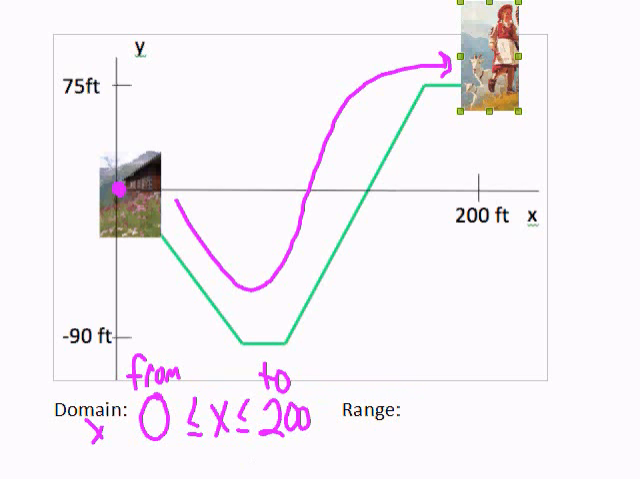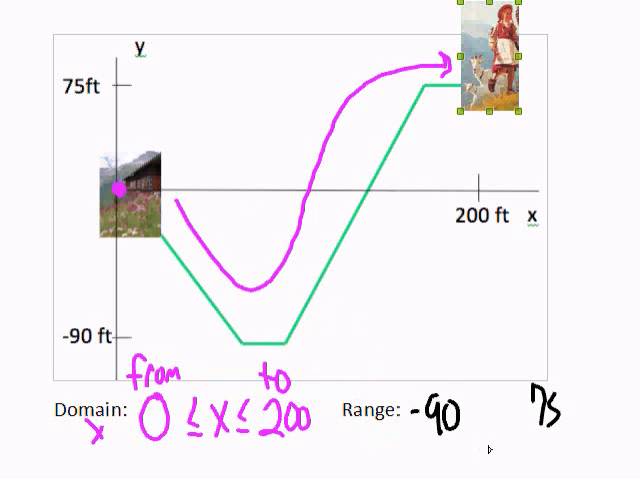Now let's talk about the range. Her range tells you how far down and how far up she went for the hike. So how far down? What was the lowest she went on her hike? Well, she went negative 90 feet on her hike. And how far up above her house did she go? She went to 75 feet.